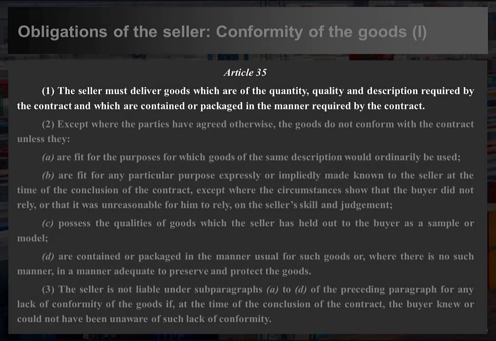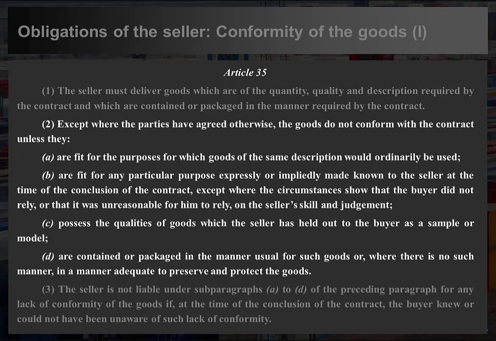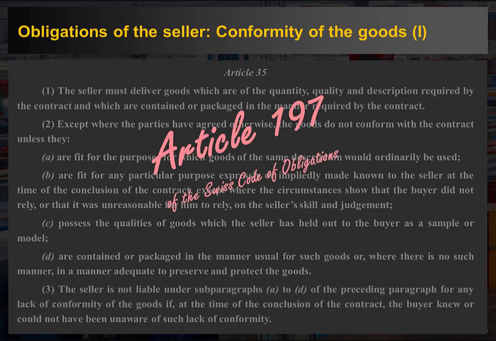Well, let's see. Article 35, paragraph 1 establishes the principle that the seller must deliver goods which are of the quantity, quality, and description required by the contract, and which are contained or packaged in the manner required by the contract. Paragraph 2 adds a number of elements of a definition for what we have to understand by conformity of the goods. All of this is in line with what is, in essence, also contained in Article 197 of the Swiss Code of Obligations.